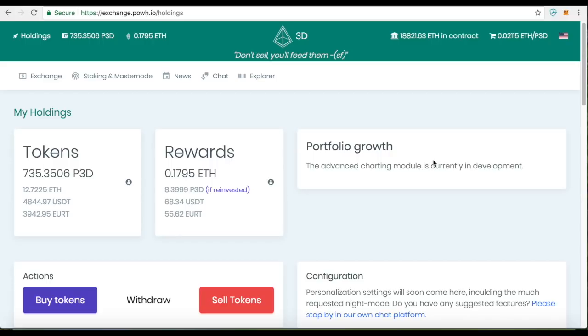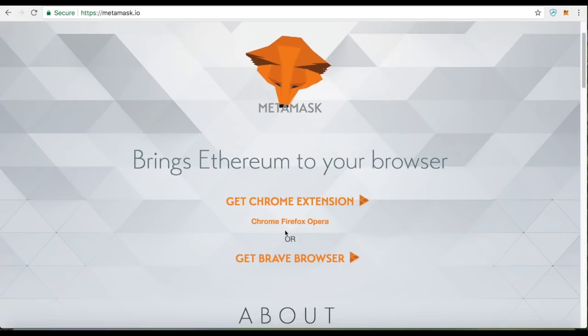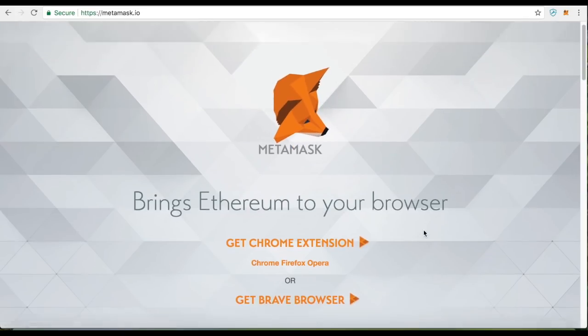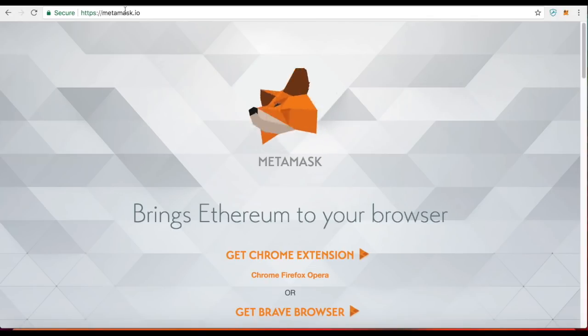I purchased, because I've created, don't forget to create your MetaMask wallet. Okay, this is a Chrome extension, as you can see here. Get Chrome extension, Chrome, Firefox, or get Brave browser. So I don't know where you're at, in what part of the world you're going to be, but you want to make sure that you create a wallet. I really like looking at this fox right here. It keeps following my cursor. Okay, so you want to make sure that you create your MetaMask wallet.